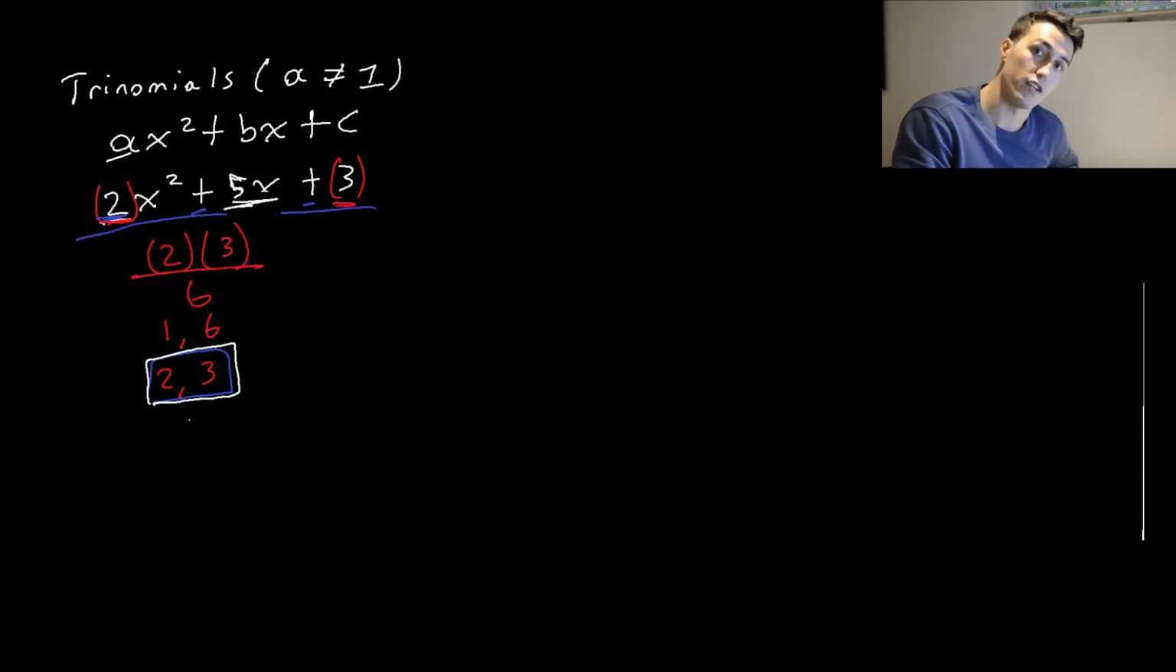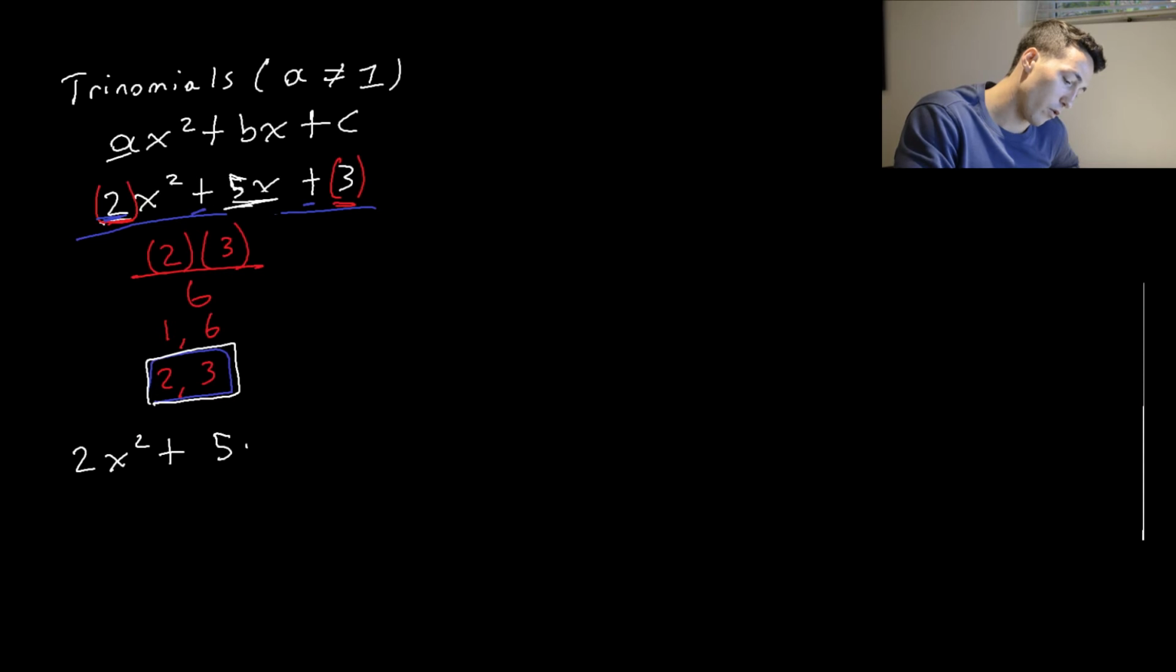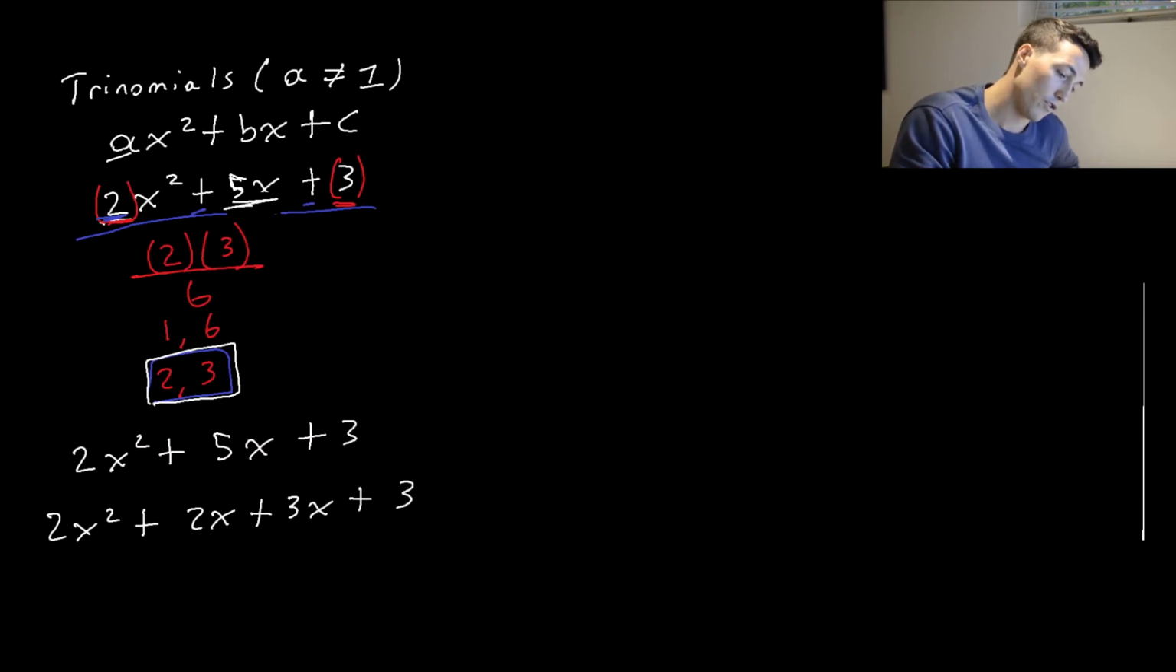So 2 plus 3 is obviously equal to 5. So I'm going to rewrite this as 2x squared, I'll just rewrite the whole thing right now, plus 3. We now know that this 2 and 3 satisfy this criteria. So what I'm going to do is write 2x squared plus 2x plus 3x plus 3. So all I did there was I just decomposed.